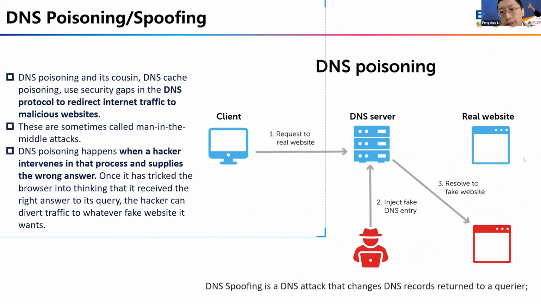This is another, a little bit confusing notion. DNS poisoning can also be called DNS spoofing. The trick is to redirect internet traffic to malicious websites. DNS poisoning happens when a hacker intervenes in that process and supplies the wrong answer. Once it has tricked the browser into thinking that it received the right answer to its query, the hacker can divert traffic to whatever fake website it wants.